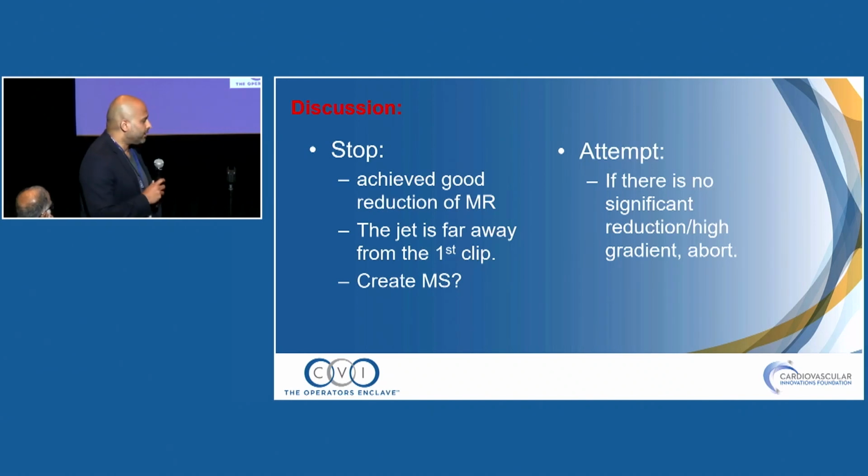So the discussion that we had is, should we stop here? We achieved some MR reduction. Should we consider this a successful procedure, especially since the second jet is far away from the first clip? Are we going to create multiple orifices, and with multiple orifices, create MS in this patient? Or the other option is we should attempt it, and if there's no significant reduction in the MR, or if there's a high gradient, and this is one of the beauties of this procedure, we can abort and take the clip out and just leave the patient like that.